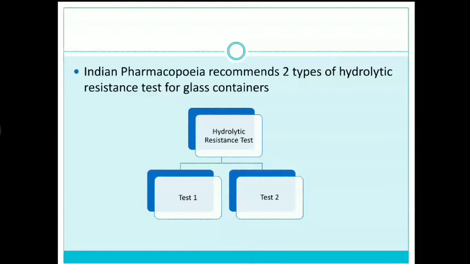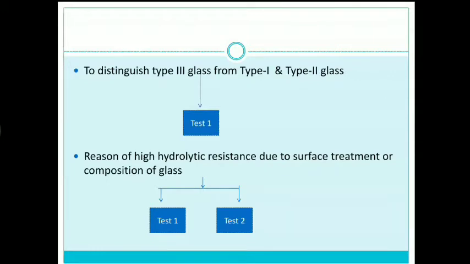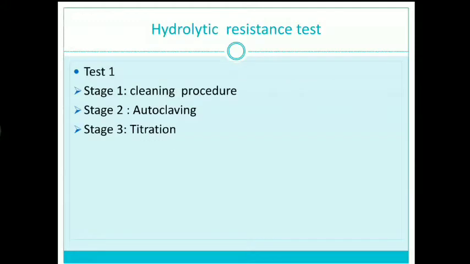So the Indian Pharmacopoeia mainly recommends 2 types of hydrolytic resistance test for glass containers, that is test 1 and test 2. So what are these tests? We will study them in detail. If our aim is to distinguish type 3 glass from type 1 and type 2, then you have to perform test 1. And if our aim is to determine whether the high hydrolytic resistance is due to the surface treatment or composition of a glass, then you have to perform both tests, that is test 1 and test 2.